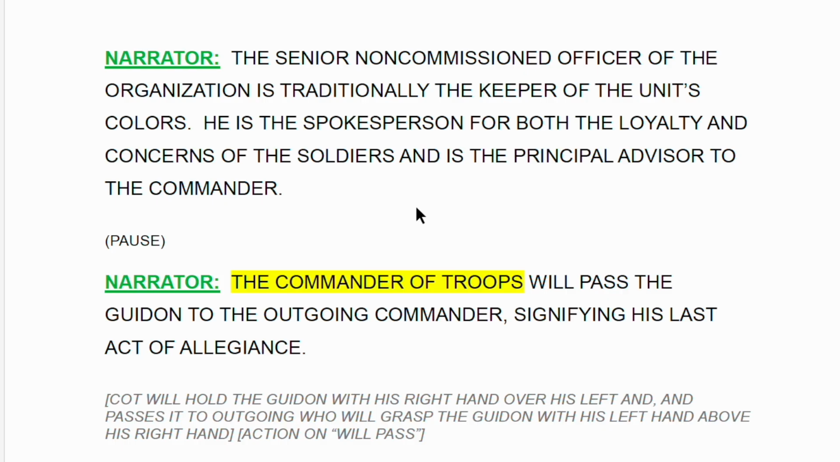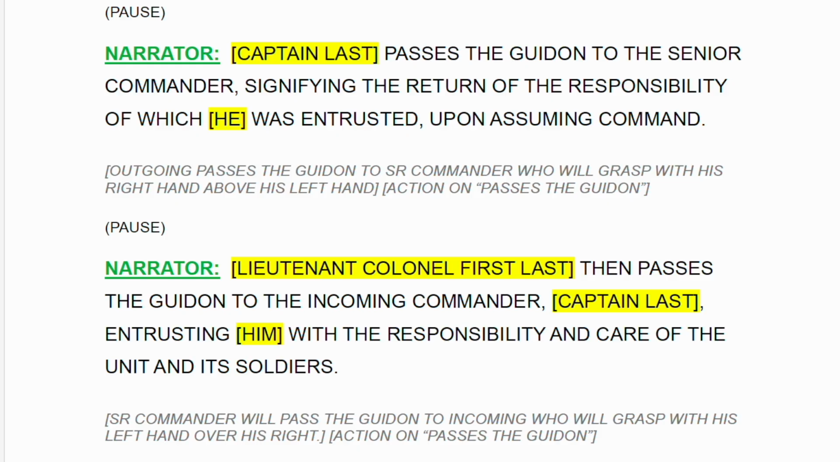Pause until the action happens. Captain last name passes the guidon to the senior commander, signifying the return of responsibility of which he was entrusted upon assuming command. Pause for the action to happen. Lieutenant Colonel, first name, last name, then passes the guidon to the incoming commander, Captain last name, entrusting him with the responsibility and care of the unit and its soldiers.